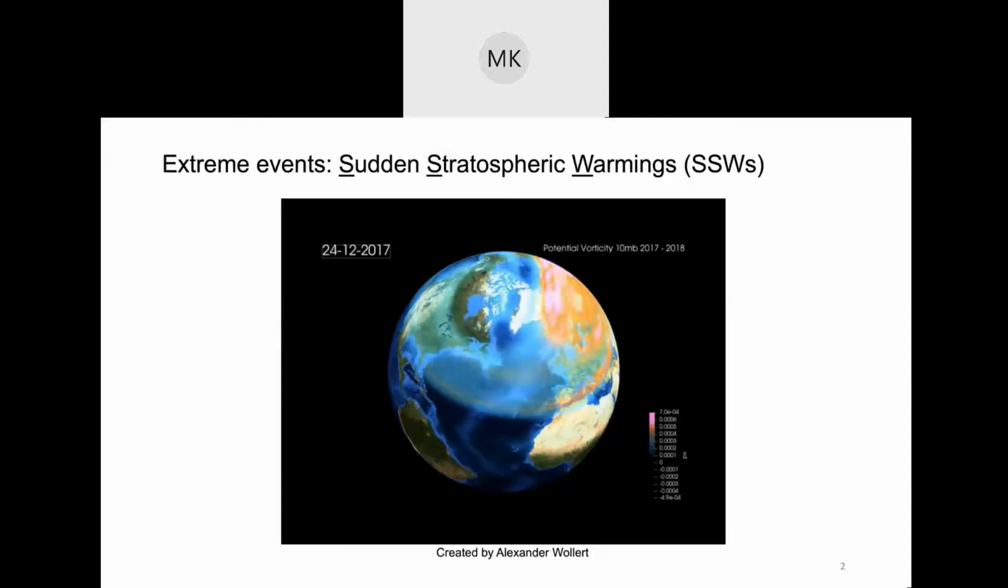An SSW is an extreme circulation in the winter stratosphere. Here we use one SSW as an example. The plot and animation show the potential vorticity at 10 hectopascal. The high values of PV, shown in pink, represent the polar vortex, which is the westerly jet centered at the polar region in wintertime. In some winters, the high values of PV separate into two parts. When this happens, the polar vortex splits into two daughter vortices. This is called the disruption of the polar vortex, and when this happens, there's an SSW event.